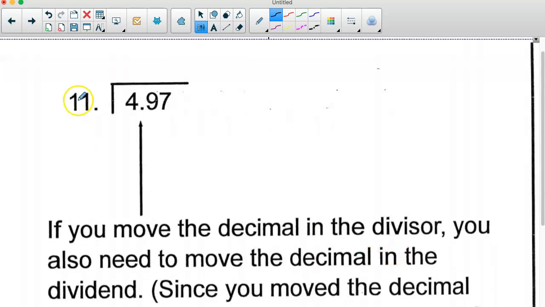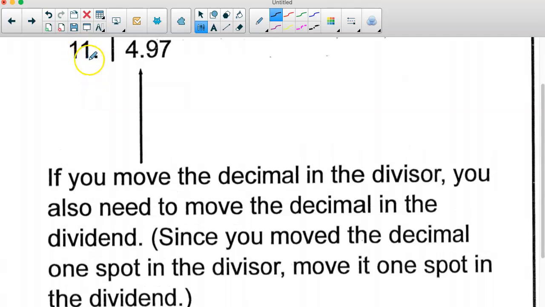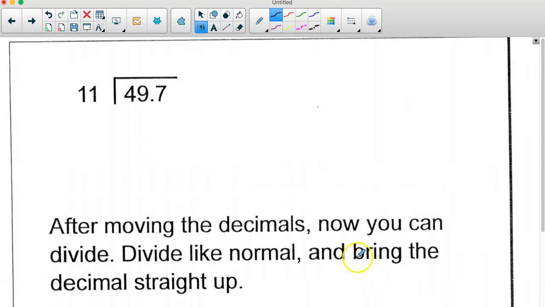Then if I move it one spot to make it 11, that means I also need to move the decimal in the dividend the same amount of spots. So if I moved it one spot to the right, then I go to my dividend and move this one spot to the right. Now it's like I took my eraser or white out and got rid of this, and now it's 49 7/10. After we do that, we have a whole number in our divisor, and we've moved the decimal the same amount of spots. We're just going to divide like normal.